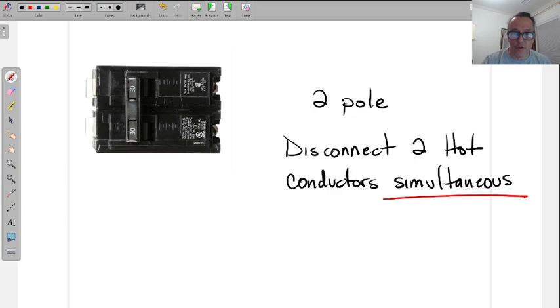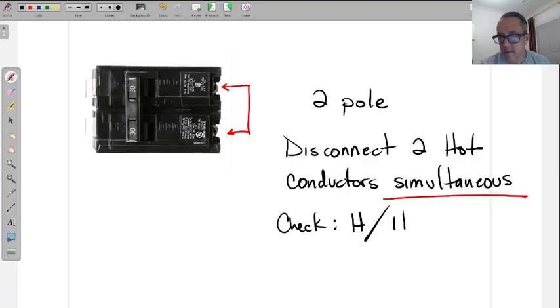All right, now this one to check. We're not going to worry so much about the neutrals. What we really want to check is between both of the phases. So we want to check phase to phase here, or we want to check hot to hot. Now, here's why I say that.